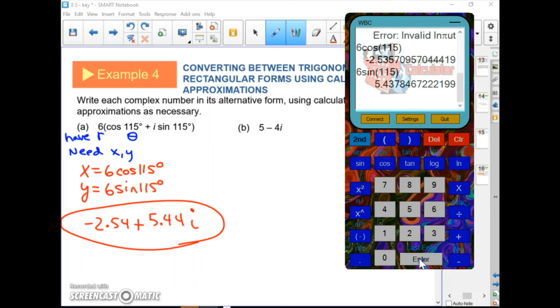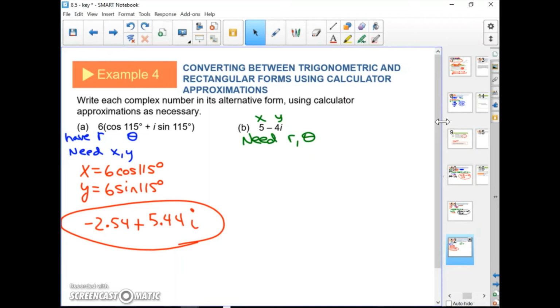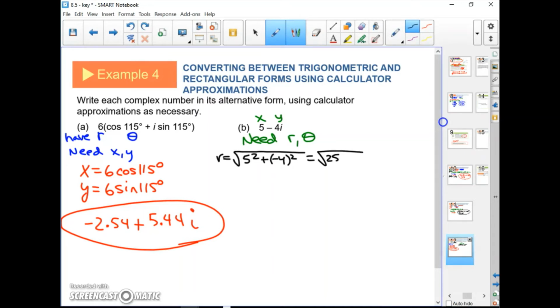And so we look at the other part. The other part has x and y. That means we need r and theta. They're asking me to change to the other form. So if they need r and theta, that means we're changing to polar form. So we know our formula for r, square root of 5 squared plus negative 4 squared. That's square root of 25 plus 16, or square root of 41. I'd probably just leave it as square root of 41 and not worry about the decimal version. You can if you want to.